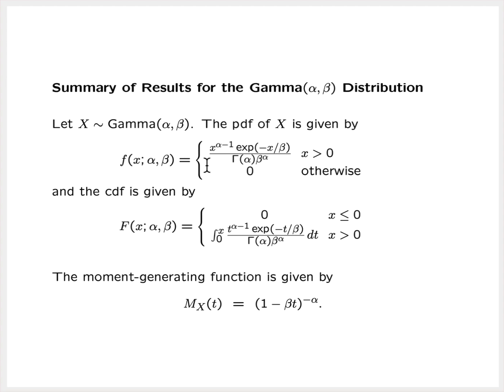x raised to the alpha minus 1 power times the exponential function evaluated at negative x over beta, all over the gamma function evaluated at alpha times beta raised to the alpha power, as long as x is positive. If x is less than or equal to 0, then this PDF evaluates to 0. The CDF is going to be 0 if we evaluate it at any value of x less than or equal to 0, and it's going to be given by this integral expression which we just talked about a few moments ago. And then the moment generating function of the general gamma alpha beta distribution is given by 1 minus beta t raised to the negative alpha power.